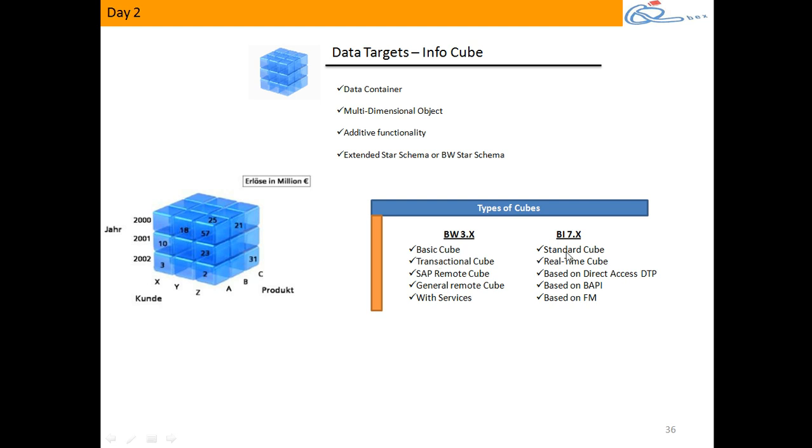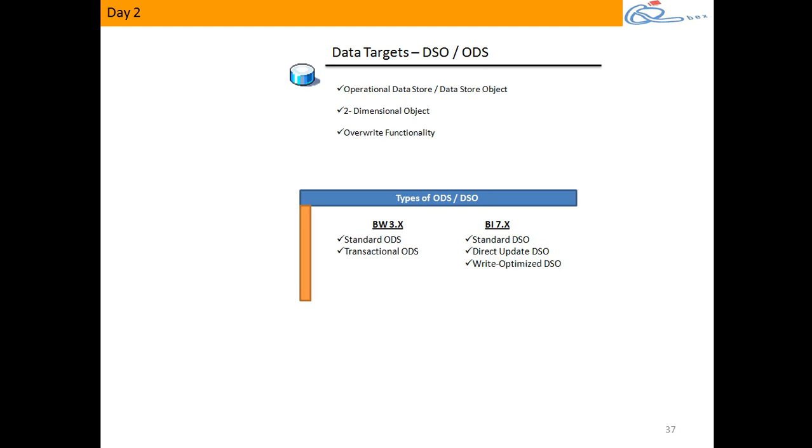We'll have 7. Okay, standard cube, real-time cube, direct access cube, cube based on function model, based on BAPI. We'll see, you get to use them when you get onto the system, but you should know that there are some different types of cubes here. The next content we are referring to is what? ODS. In 3.x we are calling it ODS. In 7 we call it DSO, data store object.